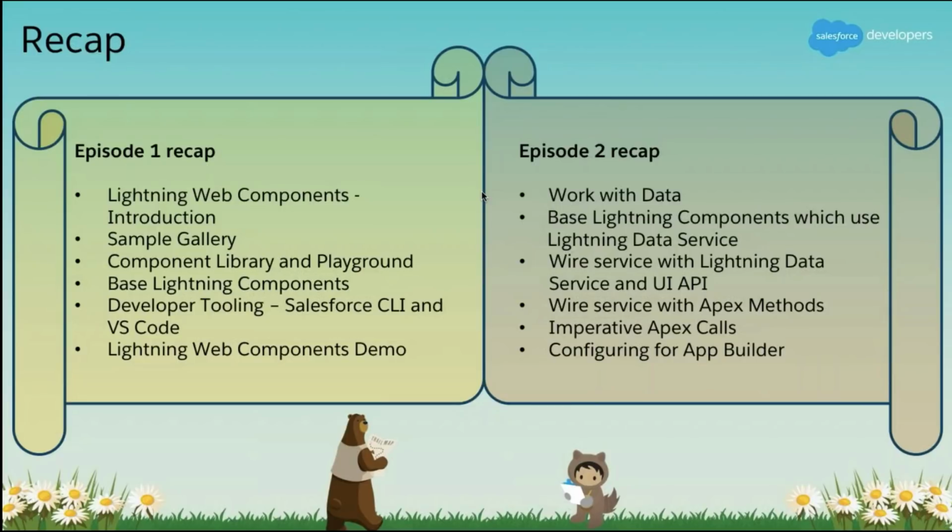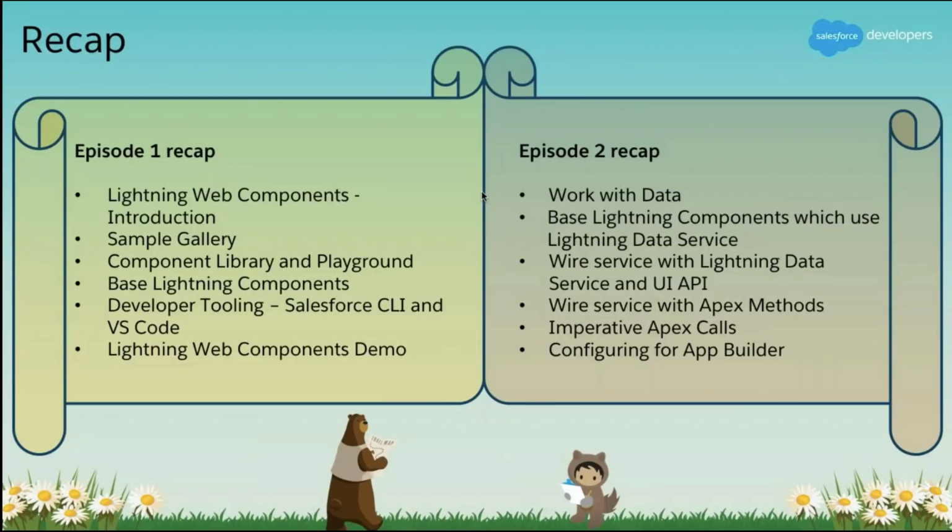Episode 2 was specifically dedicated to data: how we access data from the Salesforce org, and also how we store data into the Salesforce org. There are different ways of doing it. The best way is using the base Lightning components, where we have record form, record edit form, and record view form, using which we can retrieve data from the Salesforce org. We can also save data into the Salesforce org. So that would be the first and best option.